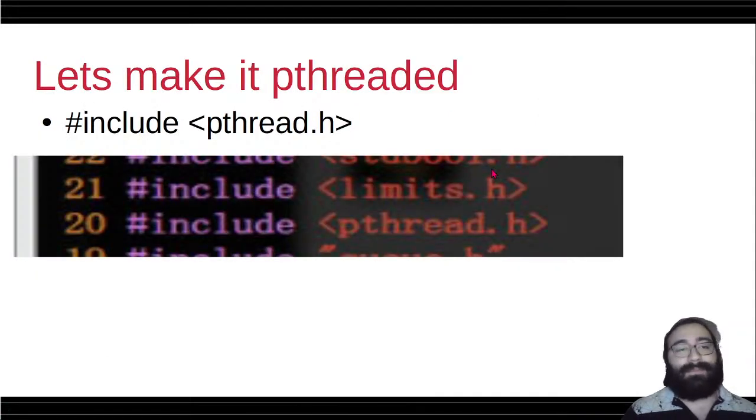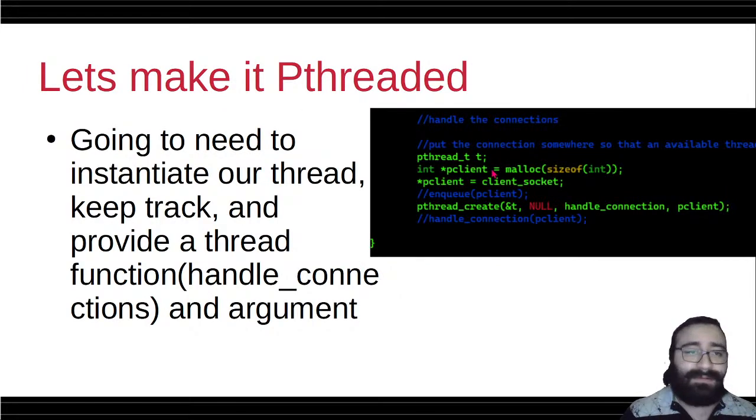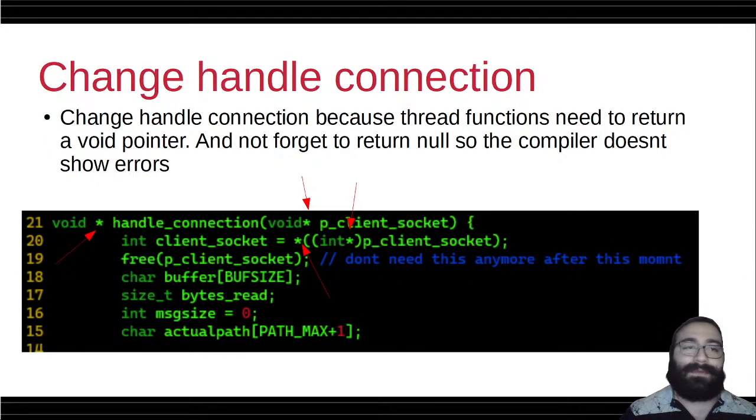Let's do a #include pthread.h, and we're going to need to instantiate our thread, keep track, and provide a thread function, handle_connection, and argument. Change the handle connection because the thread functions need to return a void pointer, and not forget to return null so the compiler doesn't show errors.